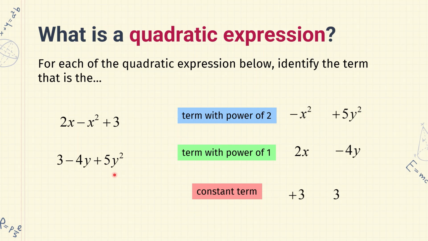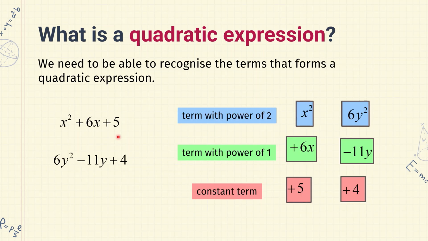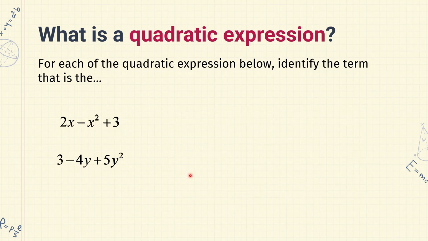My objective of running through this with you is to help us understand that in a quadratic expression, our terms are not always the first one, the second one, and the third one, like what we saw in the earlier example. Let me just go back here. It is not always that the first one must be the term with power of 2, the second one the term with power of 1, and the last one the constant term. It's not always like that. We can always rearrange our terms.